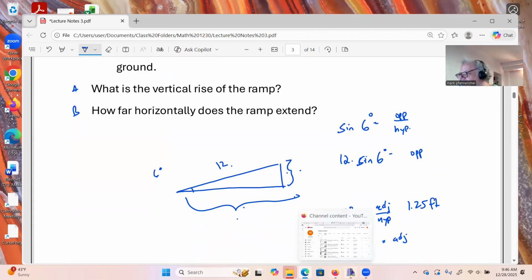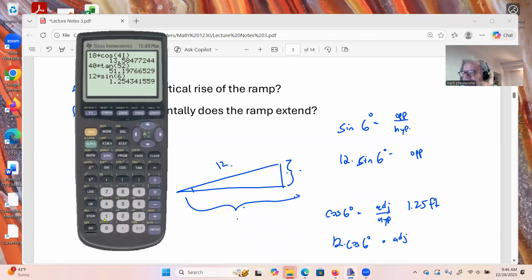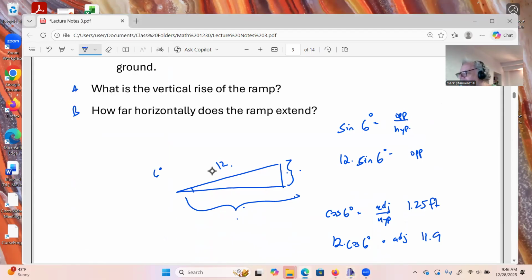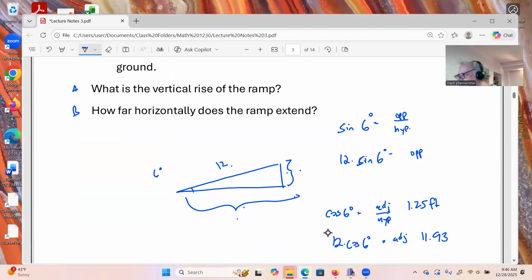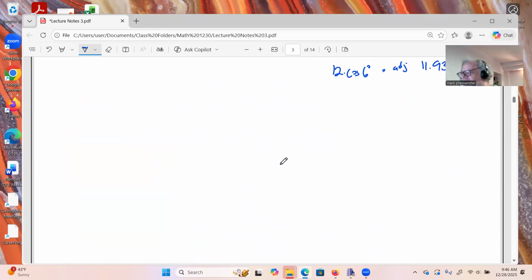Okay, so we'll go ahead and we'll look at this for cosine. We'll say this is 12 times my cosine of 6 degrees. And then we'll go ahead and do that. We end up with 11.9 something, 11.93. Okay, because that's usually the kind of problem that you're going to be dealing with.